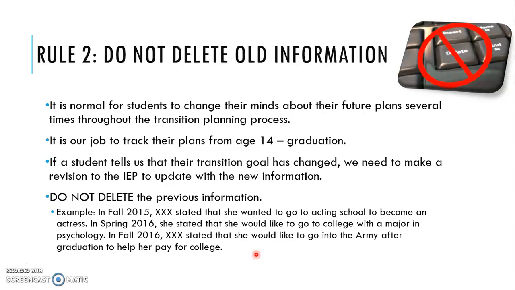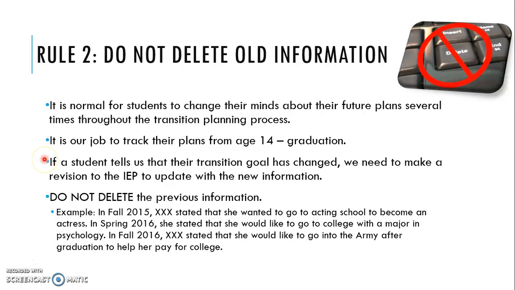Rule number 2, do not delete any old information. I've already said this, but it is normal for students to change their minds about their future plans several times throughout this planning process. If we're starting with the students in 7th grade, by the time they get to graduation, they may have changed their mind 4 or 5 times or backtracked to something they said earlier. So it's our job to track their plans from 14 through graduation.